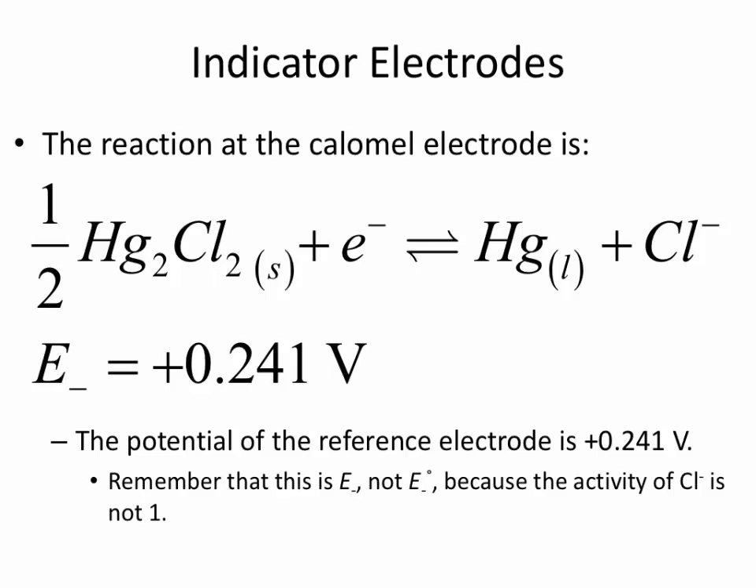And remember that this is E minus, not E naught minus, because the activity of the chloride ion is not 1. In order for us to have E naught minus, we need to have the activity of our chloride ion to be 1. But it's going to be harder for us to fix the activity of chloride ions at 1 than it is to simply saturate the solution and use this other value instead.